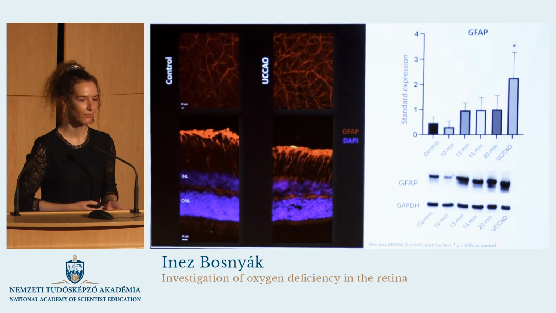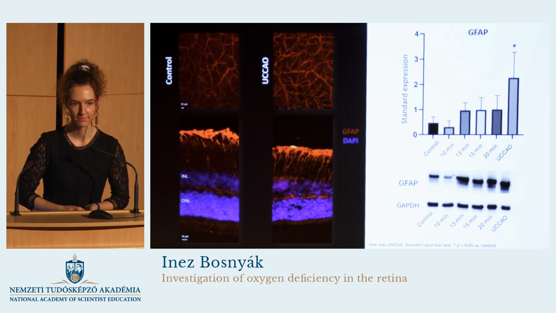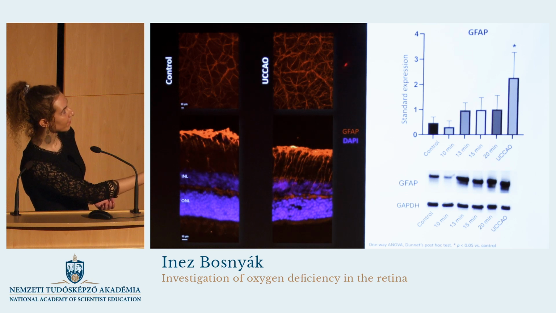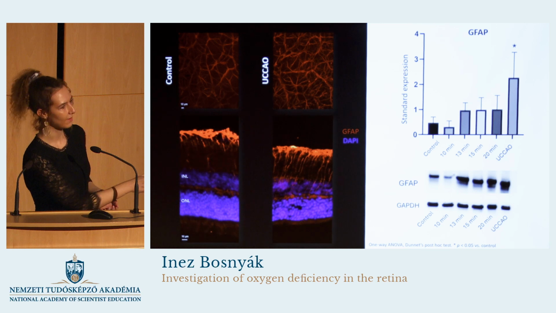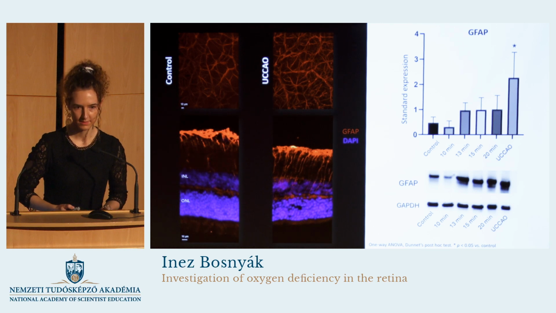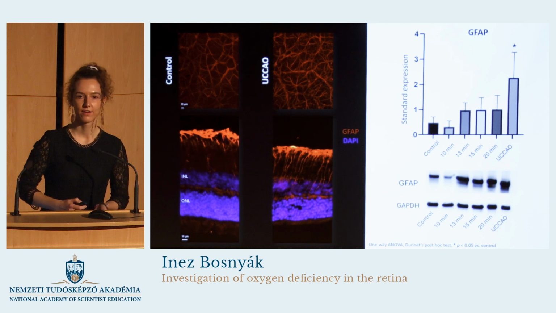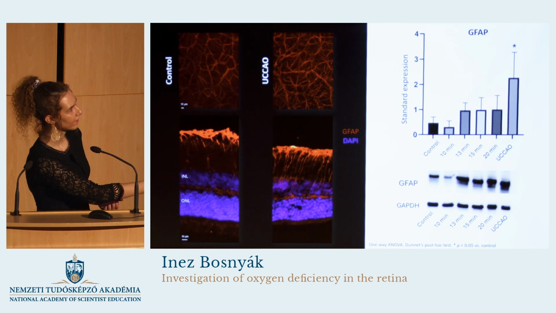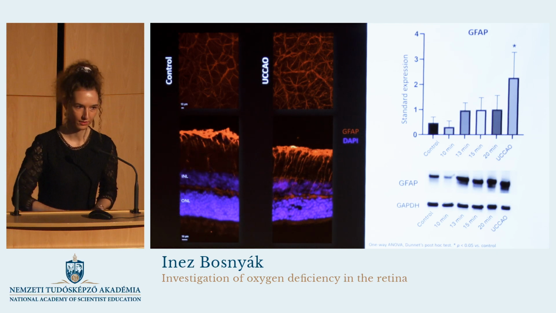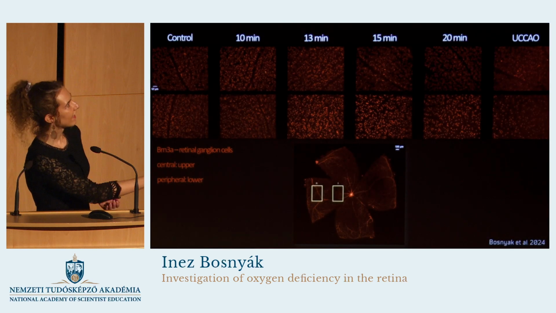GFAP, or glial fibrillary acidic protein, is a commonly used general retinal stress marker. GFAP labeling was performed on whole mount retinas and on cross-sections, and you can see all nuclei with DAPI staining. Our immunohistochemistry results were quantified by Western blot analysis, where we observed a significant increase in GFAP expression after UCCAO compared to controls.